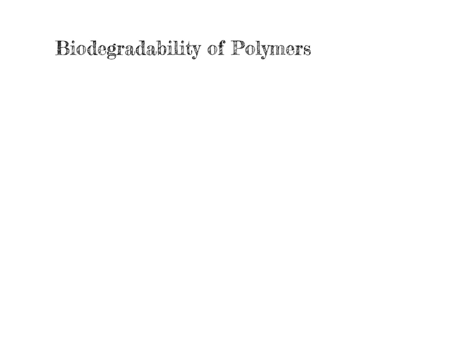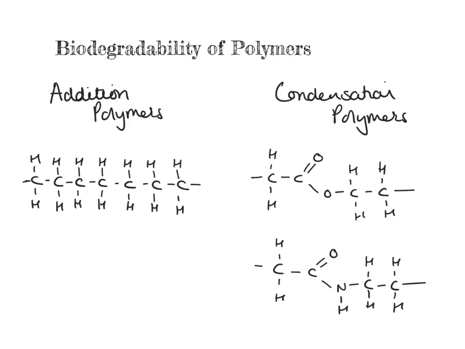One of the most important factors to consider when you're looking at disposing of polymers is their biodegradability. So we are considering whether these polymers are going to break down naturally or not. And obviously we've got our two different types of polymers, and the two different types have different biodegradabilities. So here we've got your addition polymers. These have come from the reaction of alkene monomers.